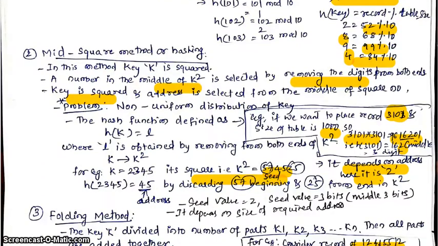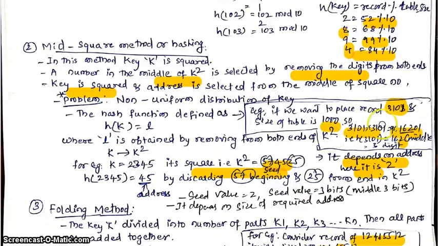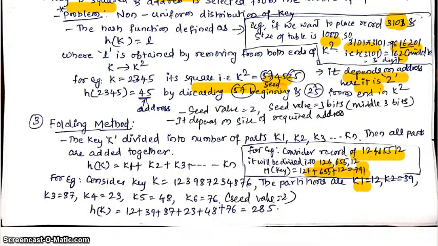Mid square method means first we need to square the key element, or the item. Then we need to consider only the middle 3 digits. It also depends on the address size or seed value. If the address size is given as 3, then we select only the middle 3 digits, ignoring the first and the last digits. This is with respect to the mid square method.